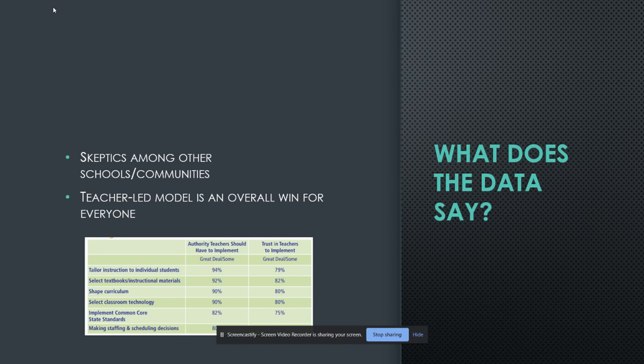So in this chart at the bottom here, this basically is a chart where the data shows that the public thinks teachers should have a greater role and more trust implementing changes within schools. And that is exactly what the teacher-powered, teacher-led schools are doing. So taking a look at this chart at the bottom here: tailoring instruction to individual students, selecting textbooks, shaping curriculum, classroom technology, implementing core common state standards, and making staffing and scheduling decisions. The public thinks that teachers should have a greater role in all of these things, which is, again, exactly what the teacher-powered schools are letting their staff members control.